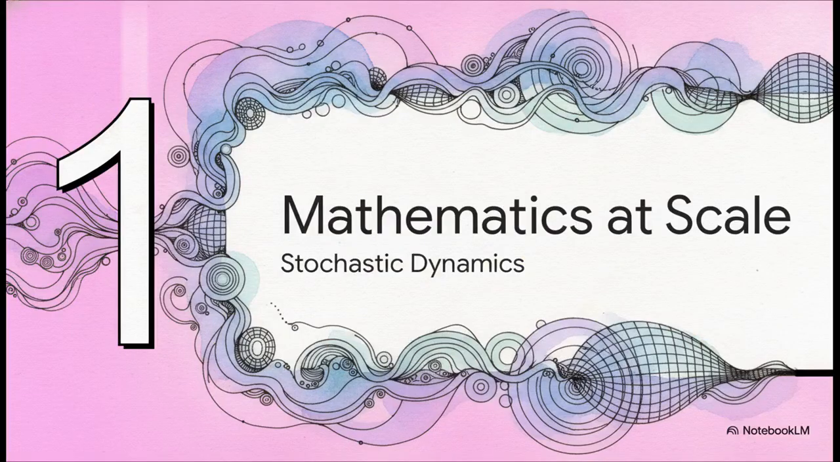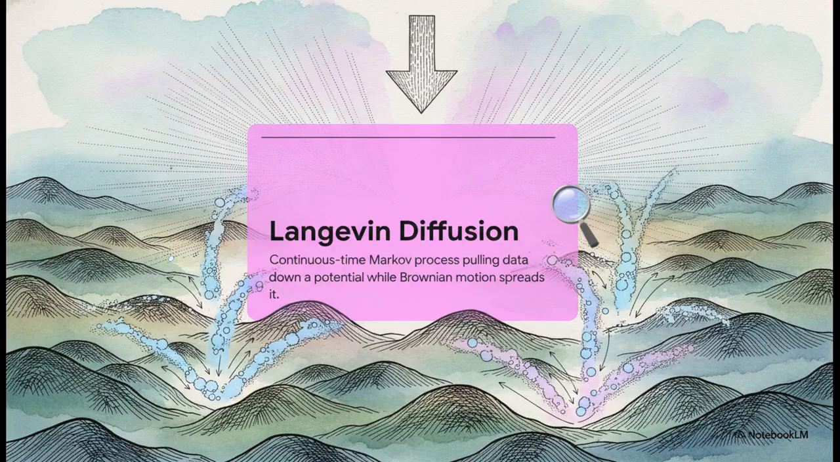Section 1. Mathematics at Scale. Stochastic Dynamics. Looking at the landscape as of July 2026, these incredible models generating our imagery and sound aren't just parlor tricks. They're built on rigorous stochastic differential equations that map out data step by step, turning chaos into an ordered reality. To really grasp how this works, we have to start with the foundational concept, overdamped Langevin diffusion.